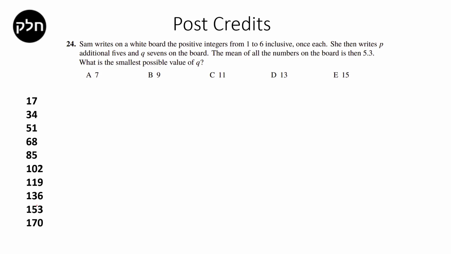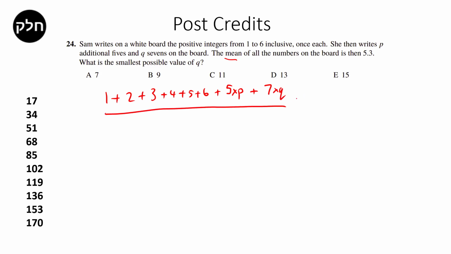Now, let's see. So, Sam writes on a whiteboard positive integers from 1 to 6 inclusive, one of each. I'm adding them up because we are trying to find the mean of all the numbers. She then adds p additional 5s, so that's p lots of 5, and q lots of 7. And the formula for the mean: we add up all the numbers, we divide by how many numbers there are. There was the number 1, 2, 3, 4, 5, 6, so that's 6 numbers. There are also p lots of 5 and q lots of 7.